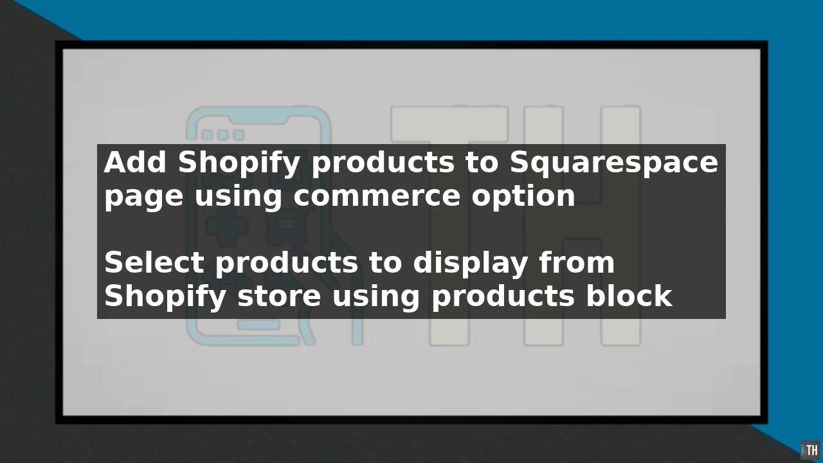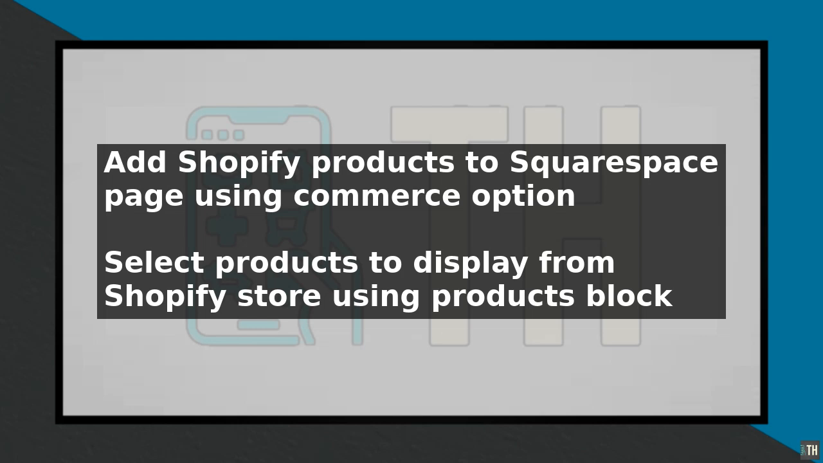To manage your Shopify orders and customers from within Squarespace, navigate to the Commerce section. Here you can view and manage your orders, customers, and products. You can also use the Analytics section to track sales and customer behavior.